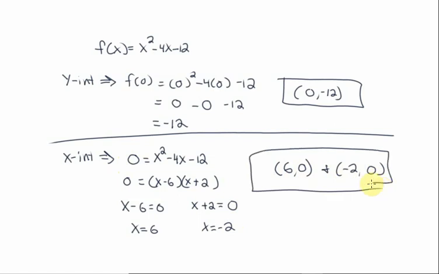Now, why is it cool to know these things? Well, I know where the vertex is. I know where the intercepts are. That's kind of the beginnings of being able to graph it, right?